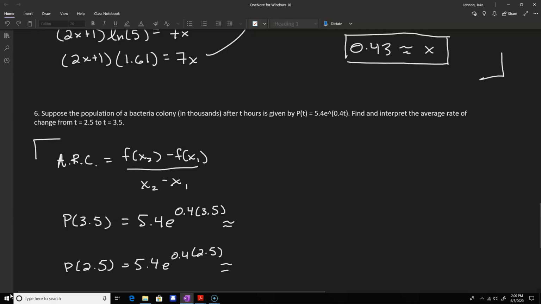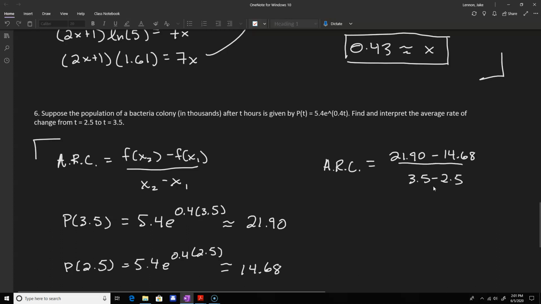So let's go ahead and do that. So we get about 21.90 and 14.68. And then what we want to do is just find the average rate of change using those numbers. So it's essentially just the slope formula. So we get 21.90 minus 14.68. And we're actually dividing by an interval of length 1, so we're not going to really have to do any real division. So that comes out to 7.22. So then we want to be sure to interpret those results, so let's go ahead and do that down below.